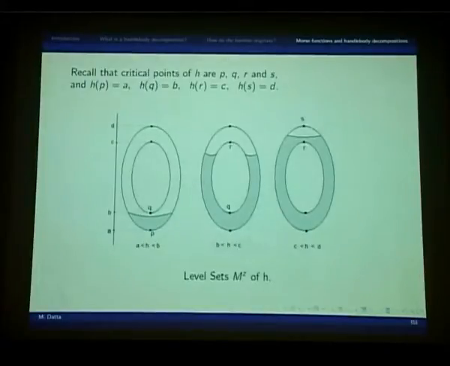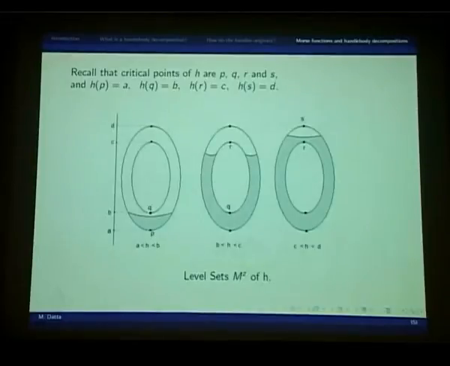On the other hand, if the functional value z is between b and c, then this is a cylinder. And thirdly, when your functional value is between c and d, then you just take out one small disk from the torus. So these 3 types have different topological types.